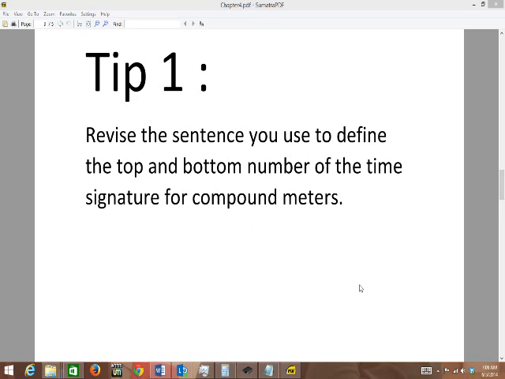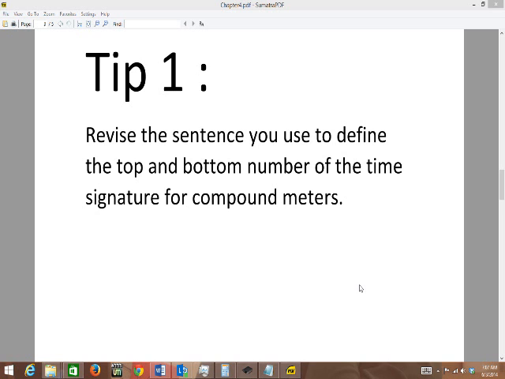Tip 1. Revise the sentence you use to define the top and bottom number of the time signature for compound meters. Most people learn the phrase, the top number is how many beats are in a measure and the bottom number is what note value receives 1 beat. This is true for simple time signatures, but not technically for compound time signatures.